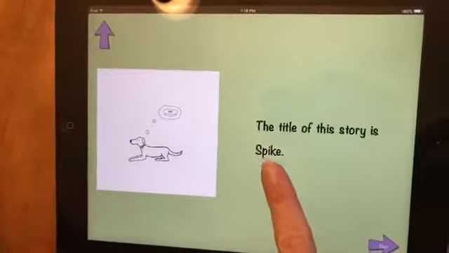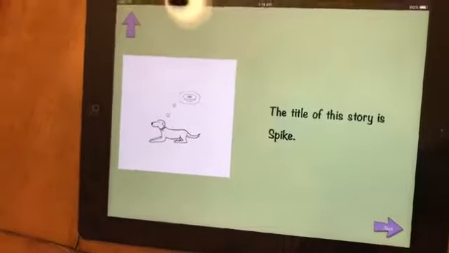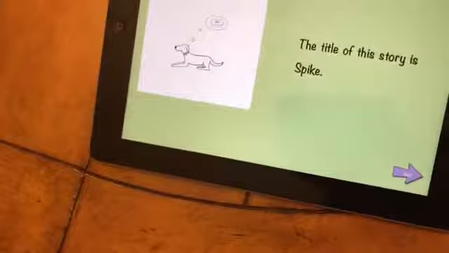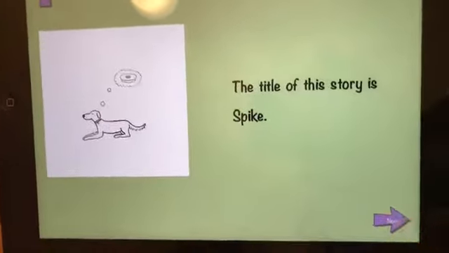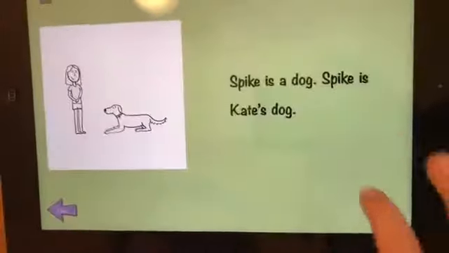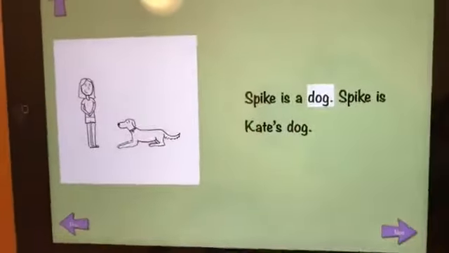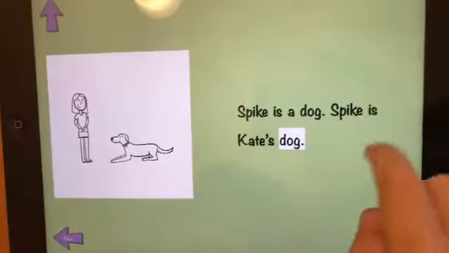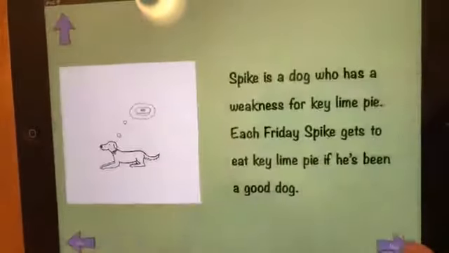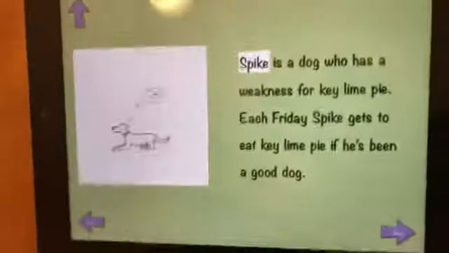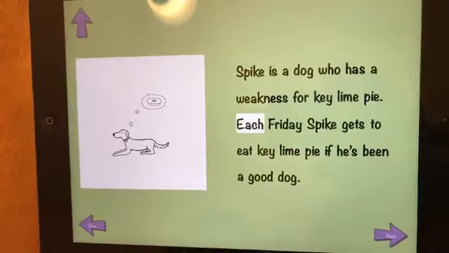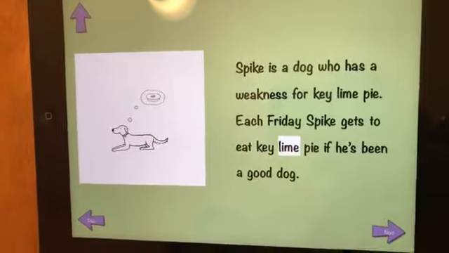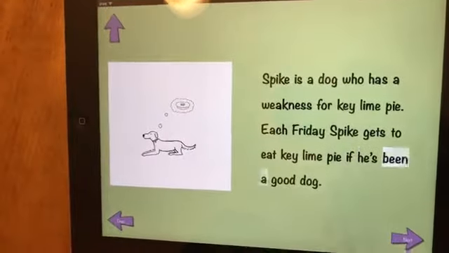The title of the story is Spike. And you notice we've got a couple different spellings for I, which is awesome. You're almost done. You're hanging in there. Ready? What's next? Spike is a dog. Follow with your eyes. Spike is Kate's dog. Spike is a dog who has a weakness for key lime pie. Each Friday, Spike gets to eat key lime pie. If he's been a good dog.